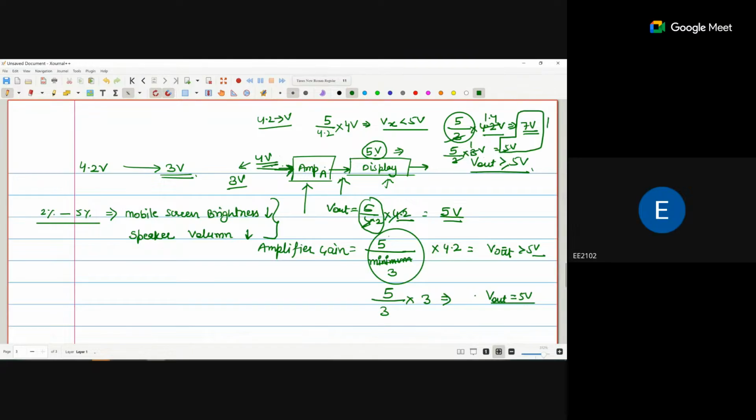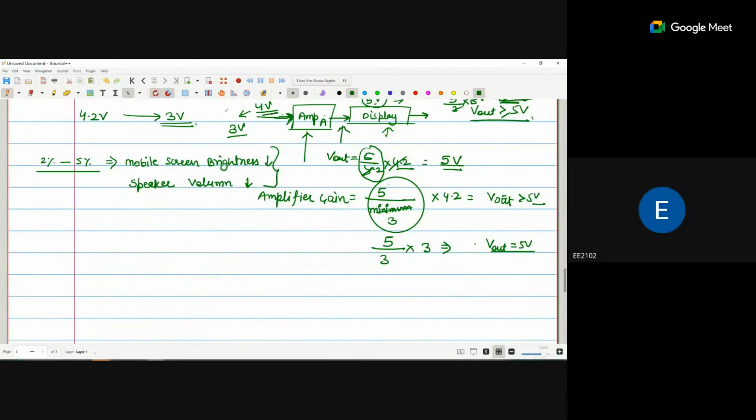If I provide the high voltage, brightness will be high. If you provide only sufficient voltage to turn on that display, my brightness will be reduced. The same thing will happen. So for that, I require one amplifier, because it is decided that my battery will be available up to 4.2. Mobile phone battery, if I am talking, that is 4.2 volts. That's it.